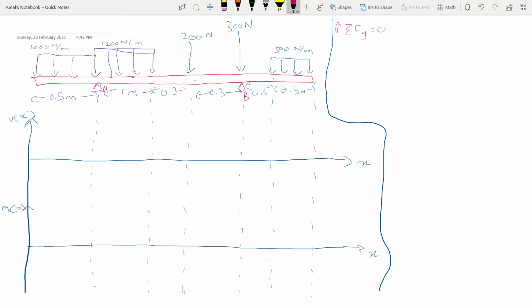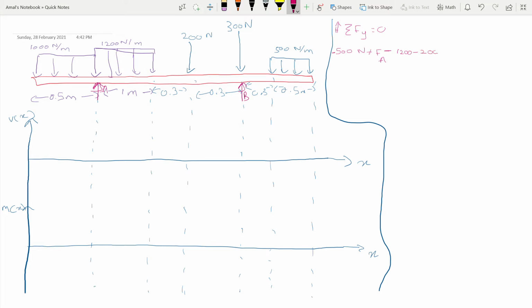So we have a downward force from the distributed load, 1000 Newton per meter acting along 0.5 meters, so a force of 500 Newton acting downwards, so it is negative. And then we have the reaction force at A, which I'm going to represent as FA, going upward. Then we have another force of 1200 Newton per meter acting along 1 meter, so it is 1200 Newton downwards.